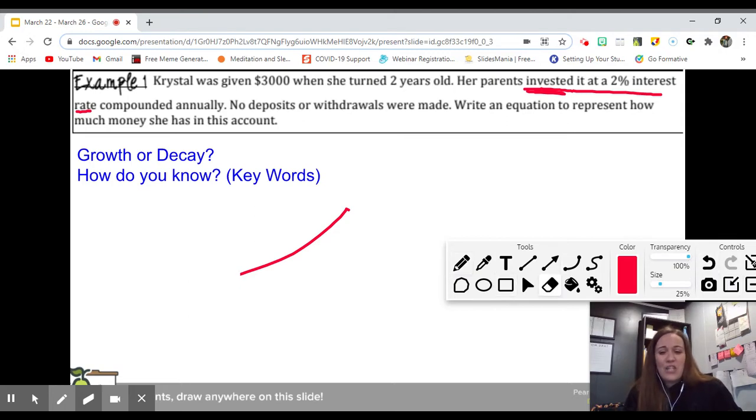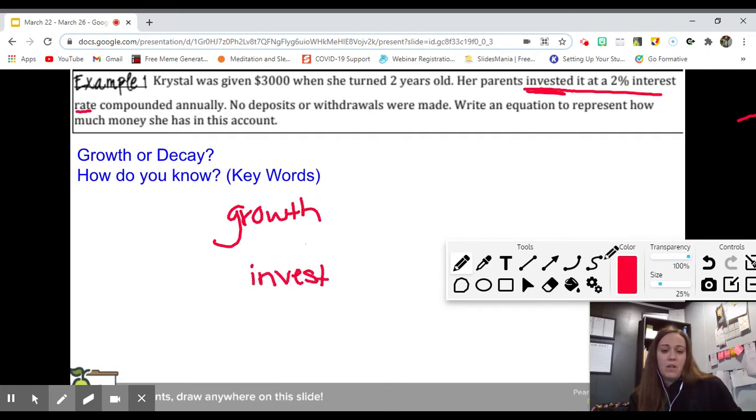So with that being said, this is going to be one of those exponential growth questions and problems that we'll eventually be setting up. But right now, we are just going to identify whether it's growth or decay, so we know which particular equation to use once we start writing them. So this one was a growth, and my keyword in this one was they were investing money. It was an investment at a 2% interest rate.